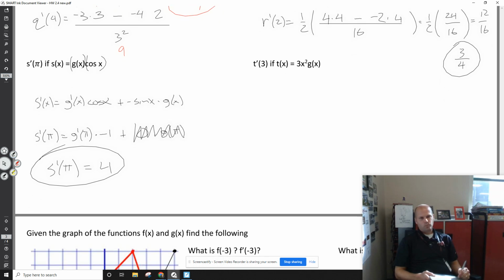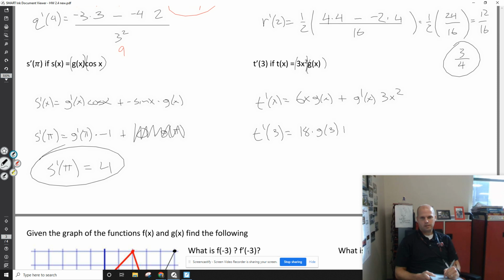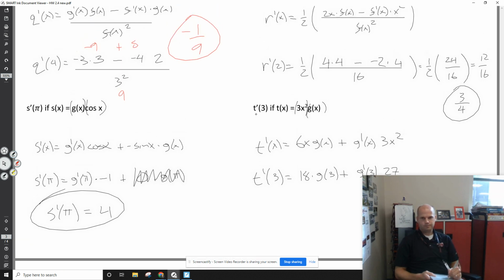Bake in, leave out. With product rules, I prefer to bake in. Quotient rules I like to leave out. The derivative of 3x squared is 6x times the second, plus the derivative of g, which is g prime, times 3x squared. Plugging in 3, I get big old 18 times g of 3. I'll come back to that. Plus g prime of 3 times 27. This is going to be fun to do.